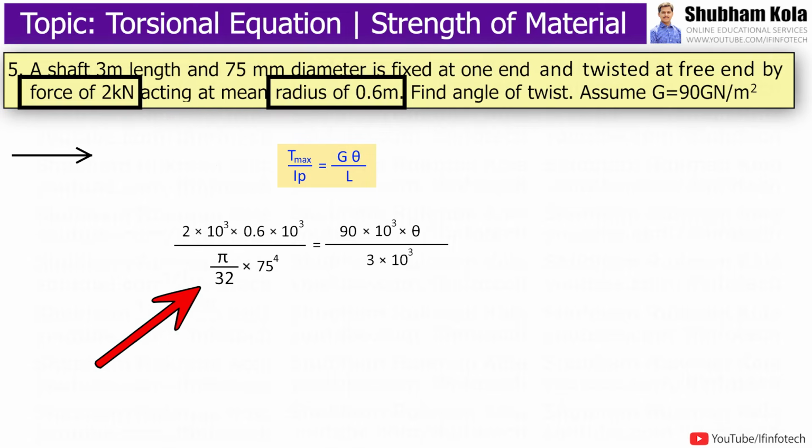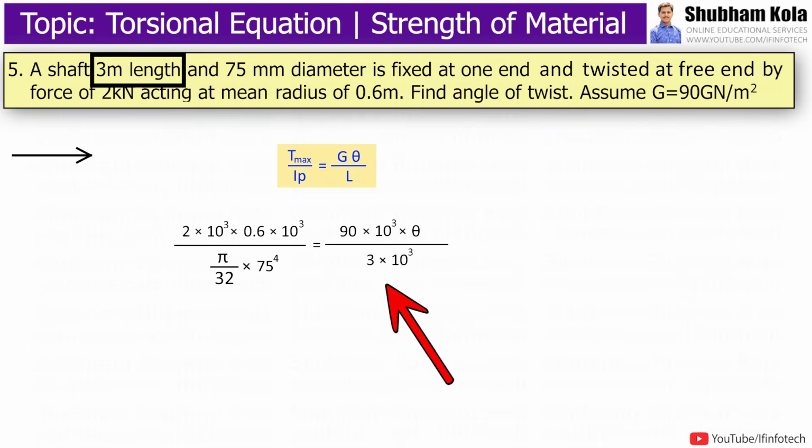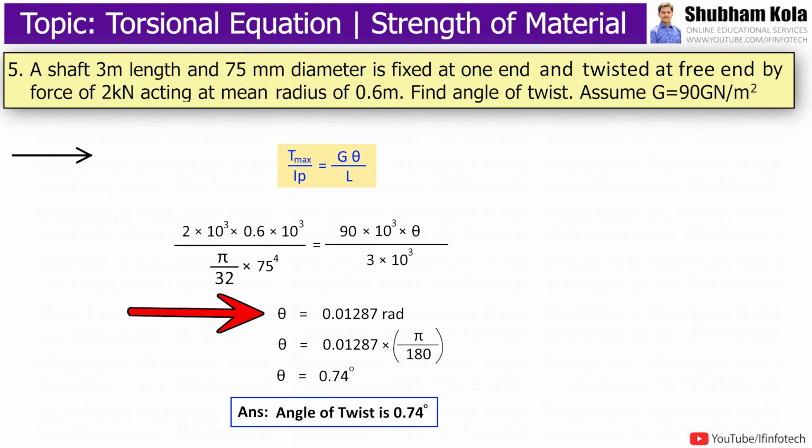into 10 raised to 3, and polar moment of inertia, that is IP, is pi by 32 into diameter raised to 4. Here capital G is 90 into 10 raised to 3 Newton per mm square and length L is 3 into 10 raised to 3 mm. Therefore I calculate the angle of twist as 0.01287 radian, which is equal to 0.74 degree.